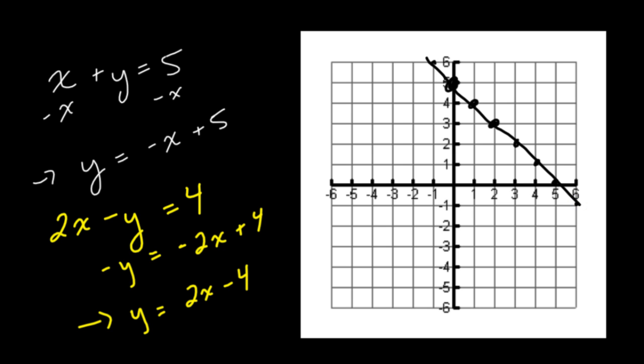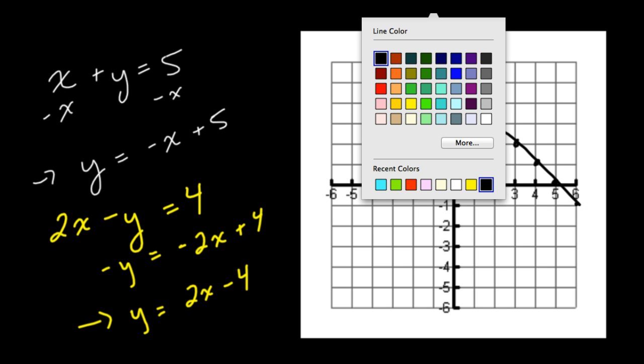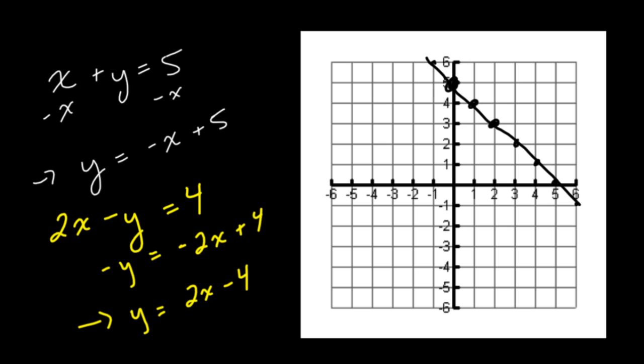All right. And the second one, y equals, let's change the color here. y equals 2x minus 4, so we'll start down here at negative 4. And the slope is 2, so up 2 over 1, up 2 over 1, up 2 over 1, and so forth. And we can go ahead and connect those.